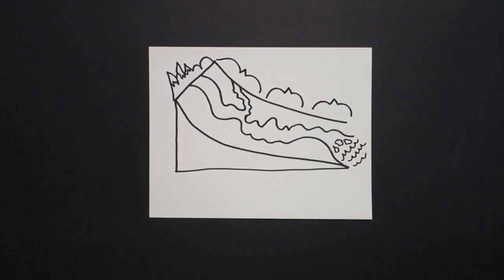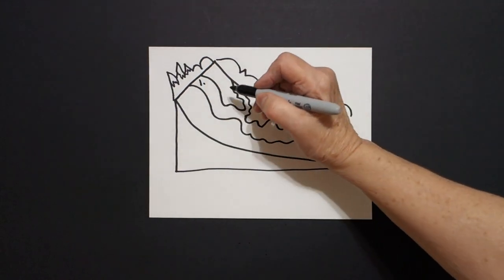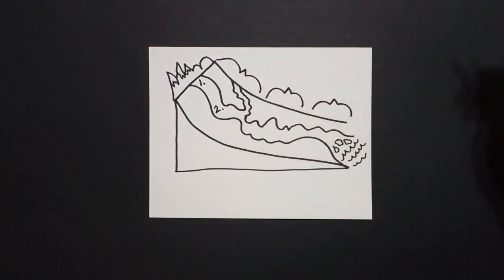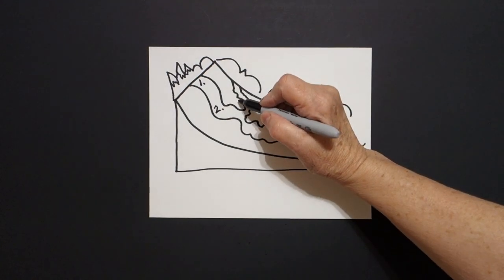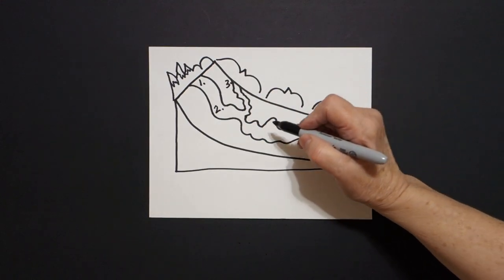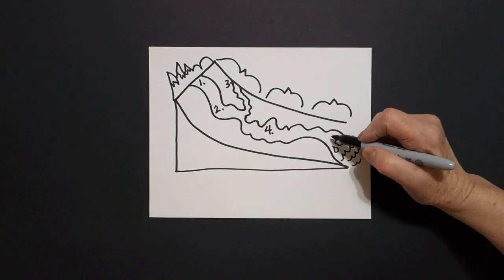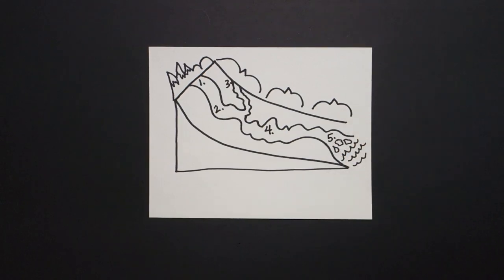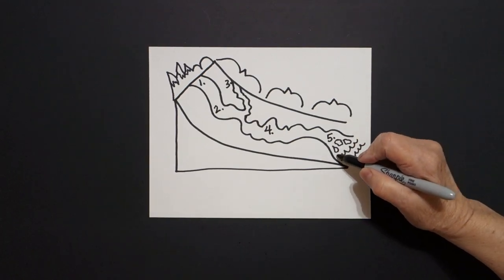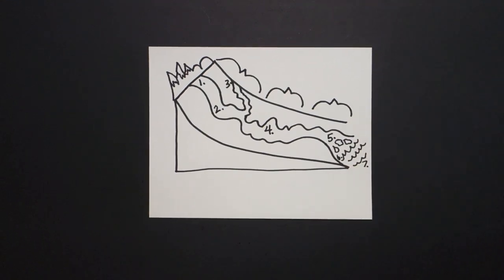All right. Now we're going to number. Come right up here and put a number 1. Come down a ways, a number 2. Come up over here, let's put a number 3. Come down over here, number 4. Come over here, number 5. Come down here, number 6. And down here, number 7.